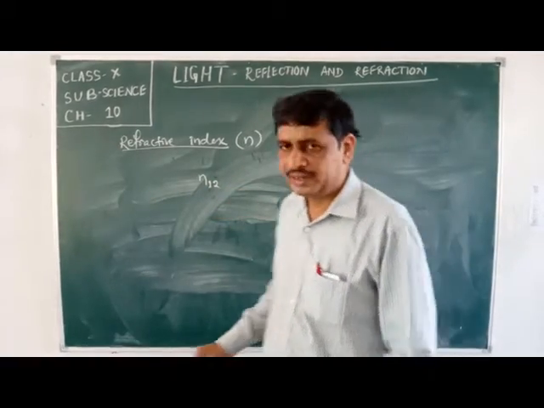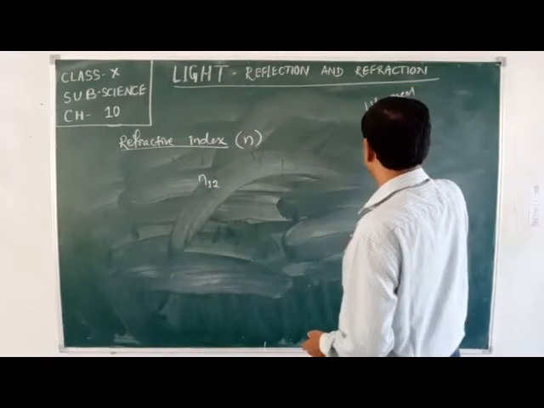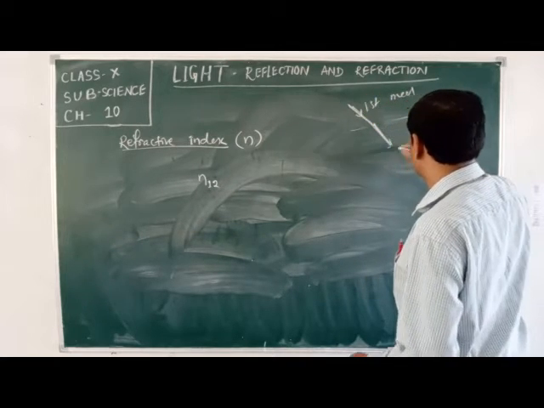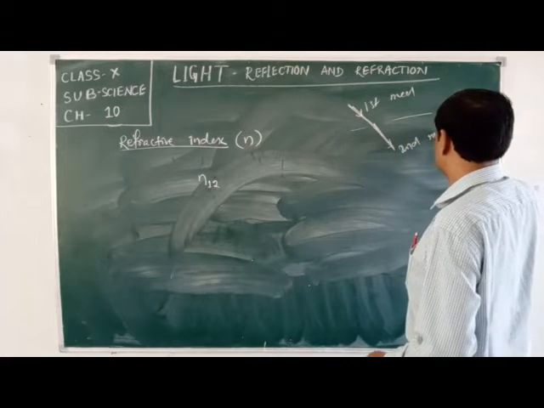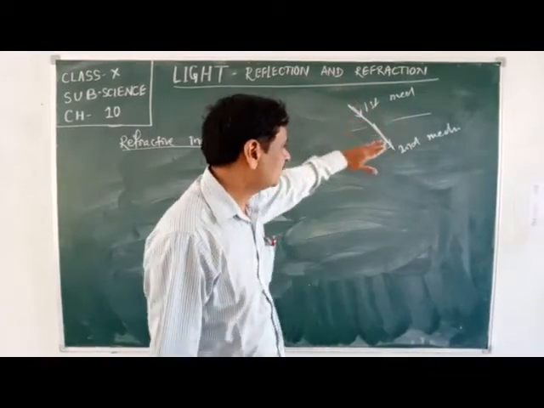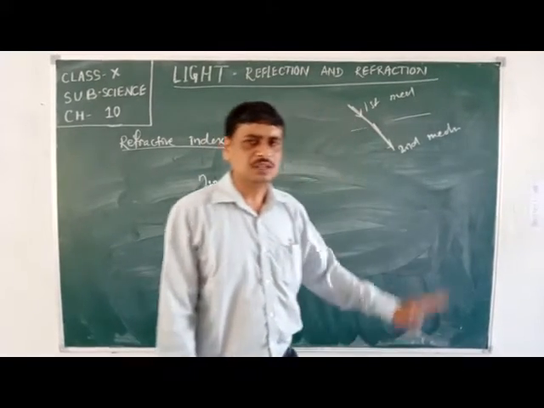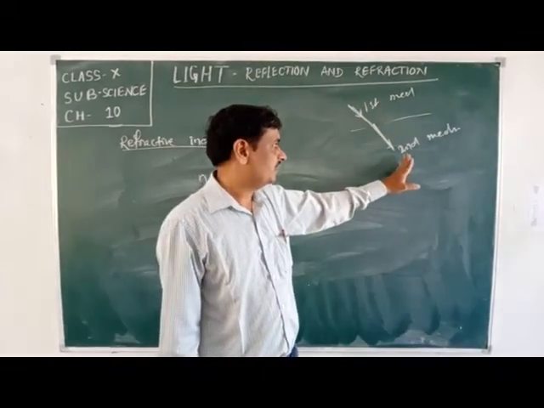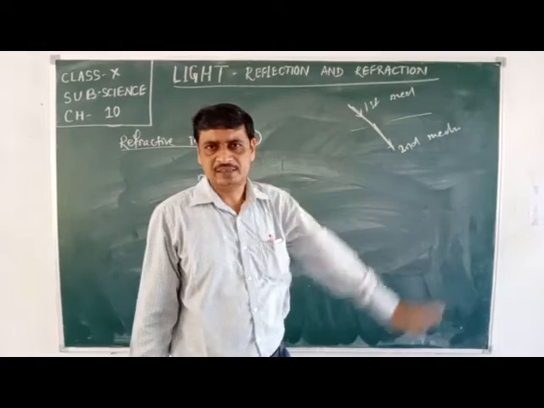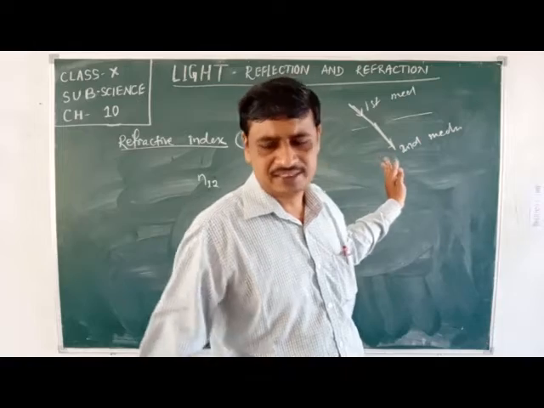N1,2. When a ray of light is passing through the first medium and comes into the second medium, then how much the ray of light will bend and how we can find the refractive index of the second medium when it comes from the first medium. For that reason, the refractive index is used.